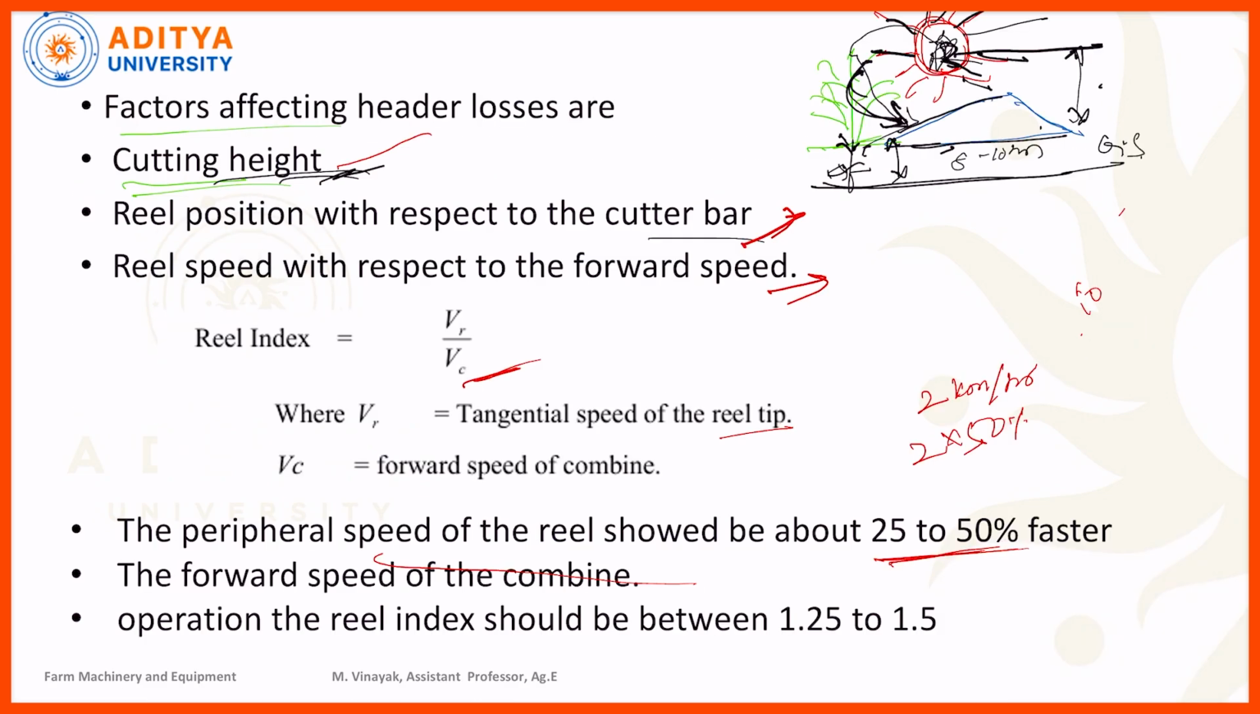This one is a reel, right? So coming to the operation, the reel speed index, it will be called the reel index or reel speed index, should be in the range of 1.25 to 1.5. So let us move on to the next slide.